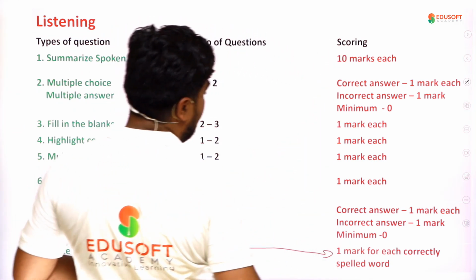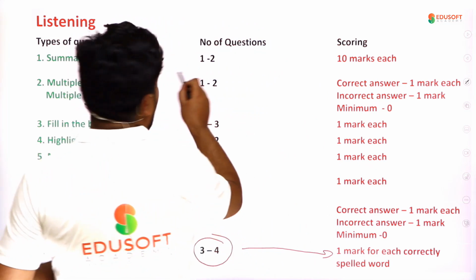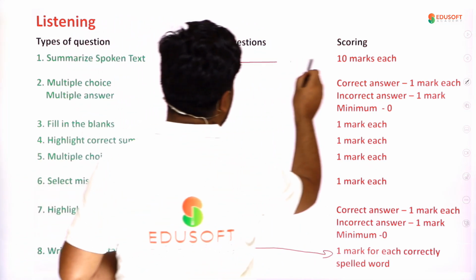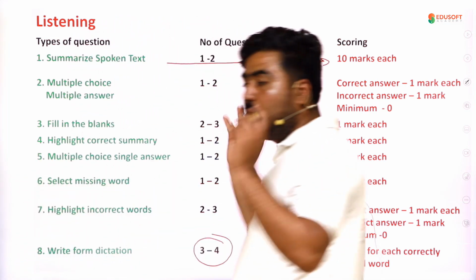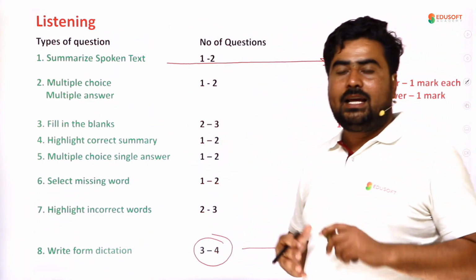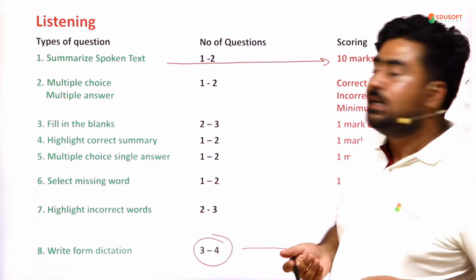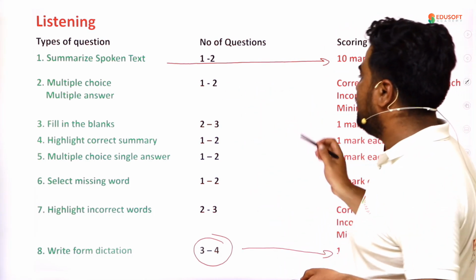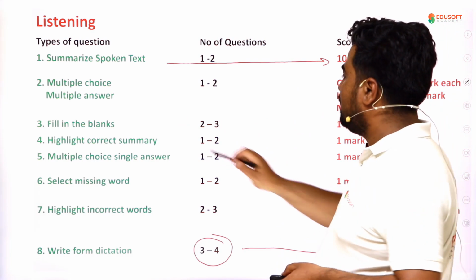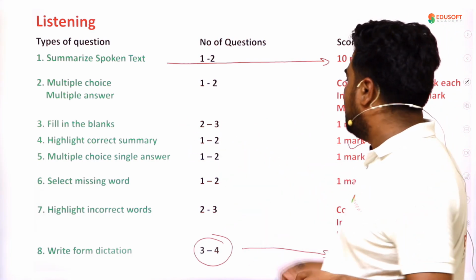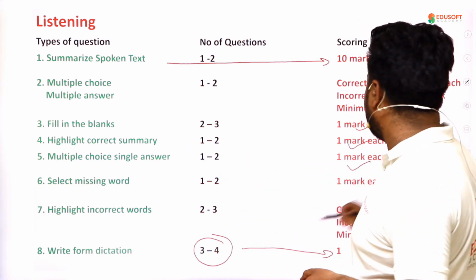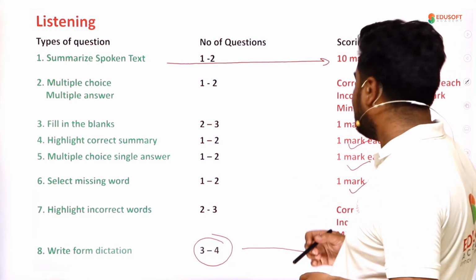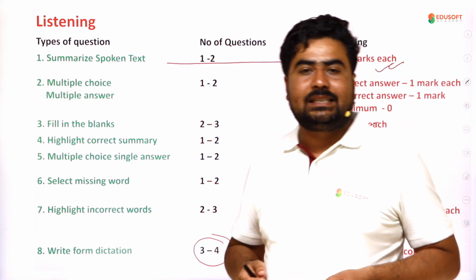The most important question here is summarize spoken text. You have to summarize the text. You'll listen to one recording there, and after listening to that, you will provide your own summary. It is 10 marks. Multiple choice, multiple answer, I have already told this. Fill in the blanks, 1 mark each. Highlight correct, 1 mark each. Multiple choice single, 1 mark each. Missing word, 1 mark each. So this is how the listening test goes.